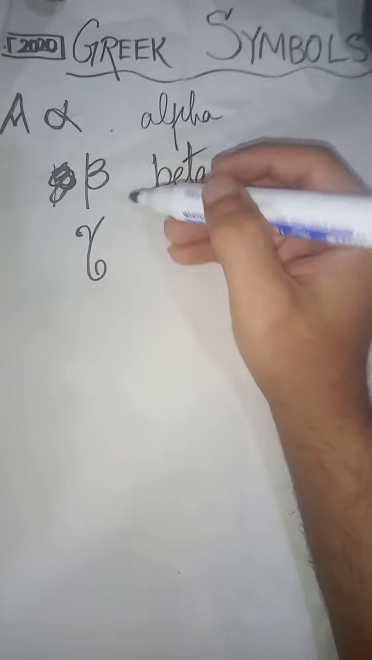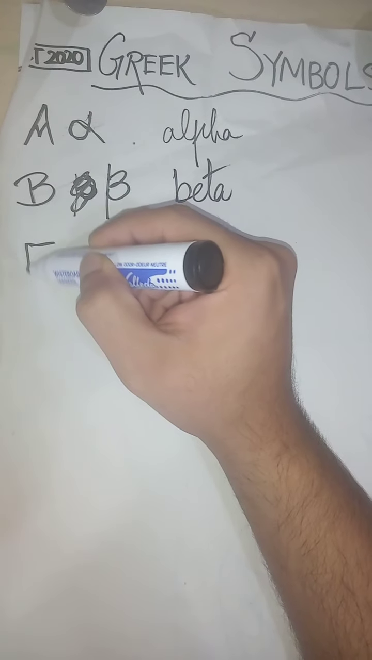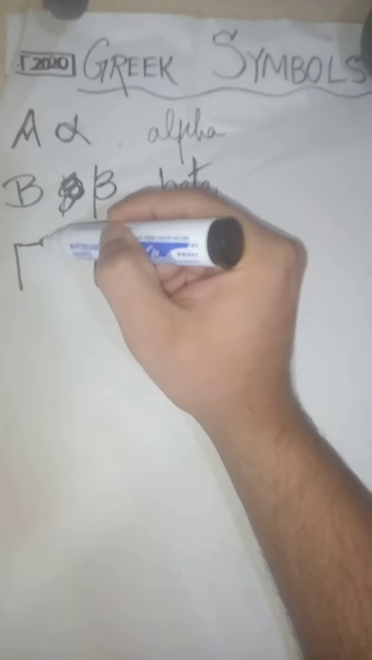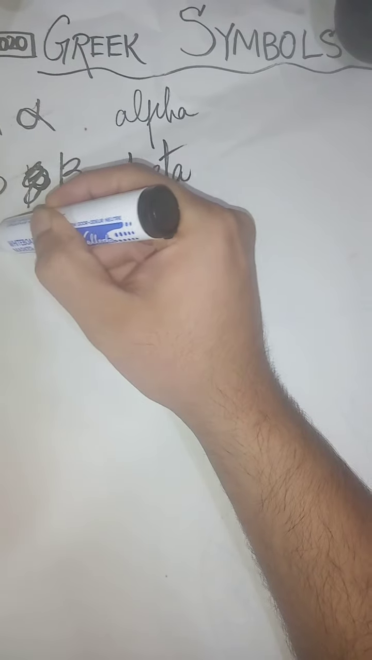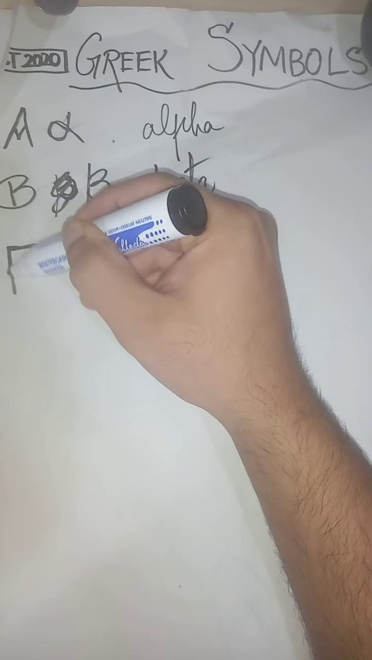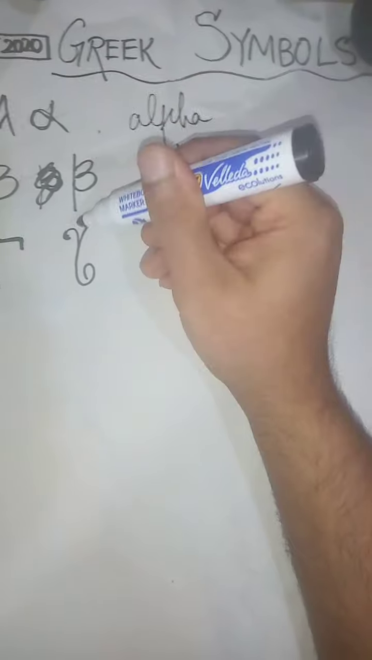And then the capital of beta would be B. The capital of gamma would be just this. That's about it. And some people put a kink here, but you can put a kink or make it like that. So that's unusual enough. So that'll be gamma. Uppercase, lowercase, uppercase, lowercase, uppercase, lowercase.